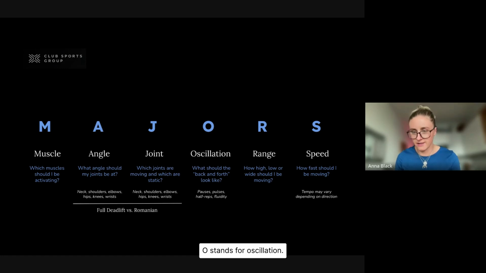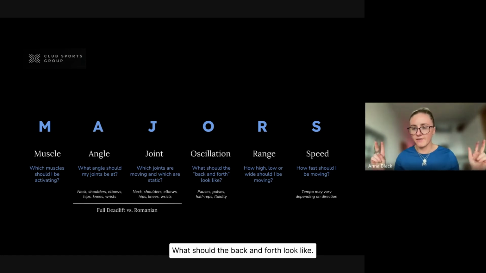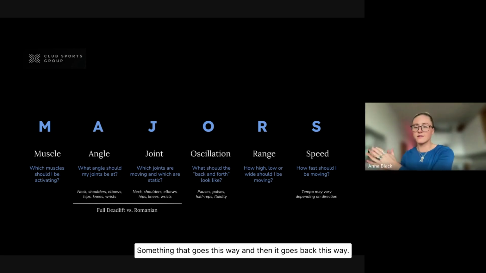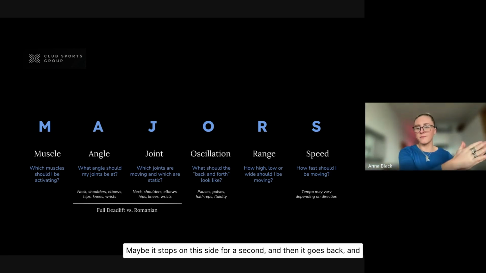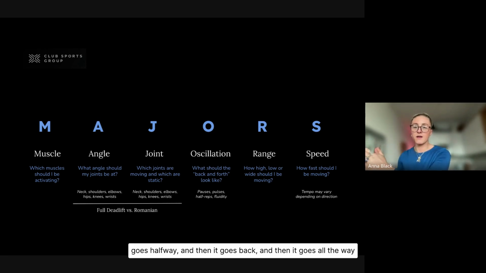O stands for oscillation. What should the back and forth look like? So imagine an oscillating fan, something that goes this way and then it goes back this way. Maybe it stops on this side for a second and then it goes back. And maybe it goes halfway and then it goes back and then it goes all the way back, right? Something like a half rep or a pulse in one of our movements.